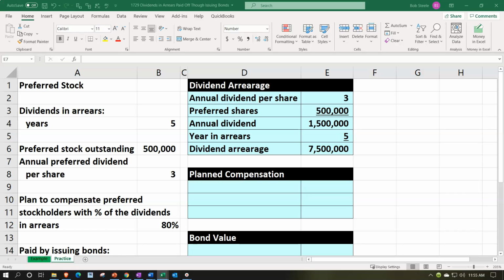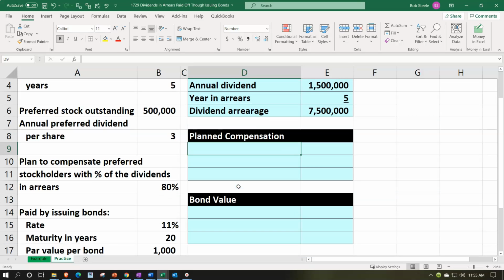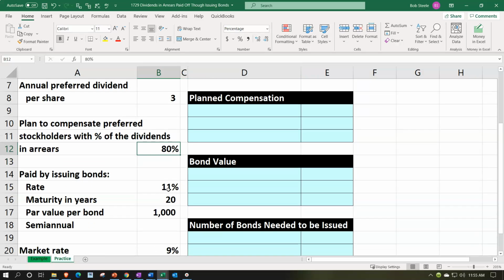Now we're going to be planning to compensate them. We're going to try to negotiate and say, hey, look, we don't think we're going to pay that. It's getting kind of large here. How about we pay you, we're going to make a deal hopefully to pay the 80% and do so with the issuance of the bonds.